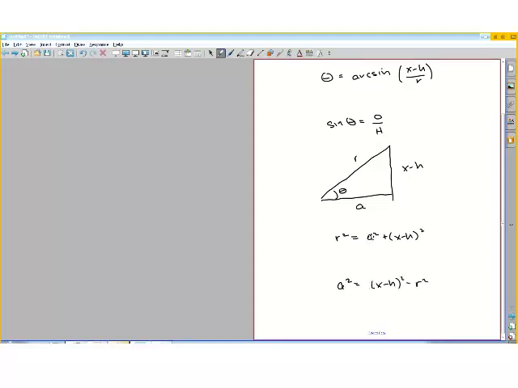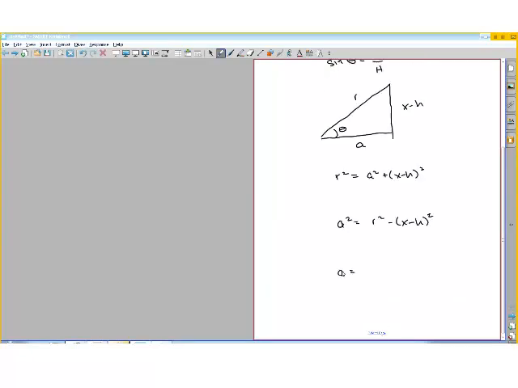Actually, is that right? No, that's not right. Let's try it again. We'll subtract this from both sides, so a squared is equal to r squared minus x minus h squared. Now I can take the square root. So a is equal to the square root of r squared minus x minus h squared. Okay, that's my adjacent side. So let me just write that up in there.